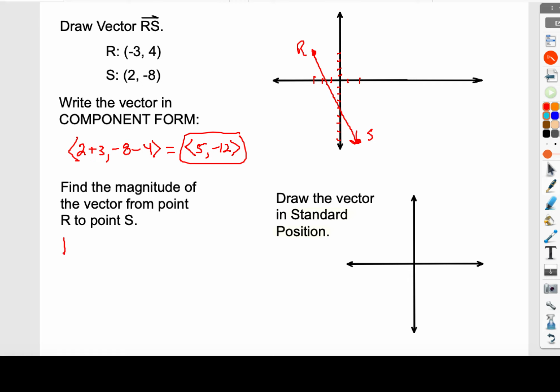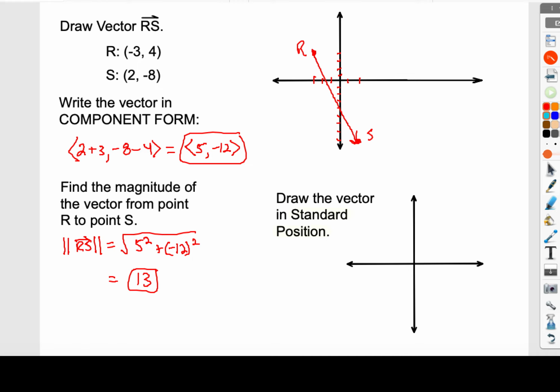Again, the magnitude with these double bars for RS. Okay, almost looks like an absolute value, but it's that double bar. It's a symbol for magnitude. You might have seen it on the previous screen. It is equal to the square root of 5 squared plus negative 12 squared, or the square root of 169, which basically comes out to 13. So the magnitude of the vector, with that double bar there, is equal to 13 units long.